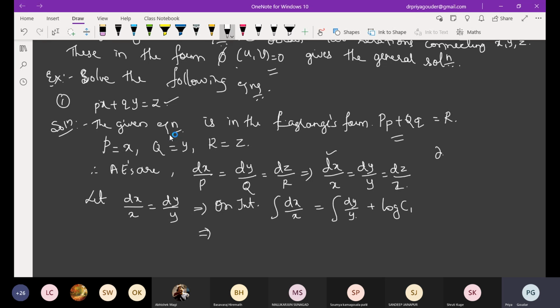What is the integration of 1 by x? Log x. And 1 by y? Log y. Log y plus log of c1. Okay, so as everything is in terms of log, better you choose the constant also in terms of log. Now here I'll simplify it. I'll just write like this. Tell me whether the step is clear or not. Can anybody tell me what I did?